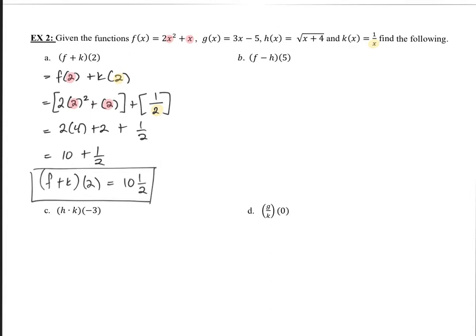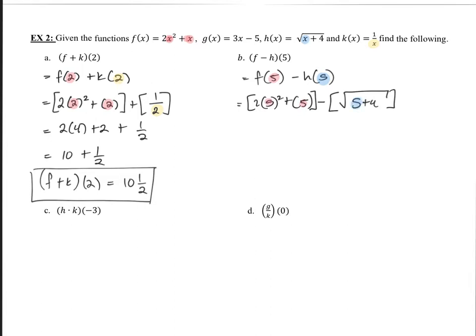Now let's look at f minus h of 5. So this would be f of 5 this time minus h of 5. Once again, we're replacing the x values with 5. So 5 is replacing in here. And then for h, we're replacing that value with 5 and inputting it. So f is going to be 2 times 5 squared plus 5 minus the square root of 5 plus 4. Let me just color code that to show where they went.